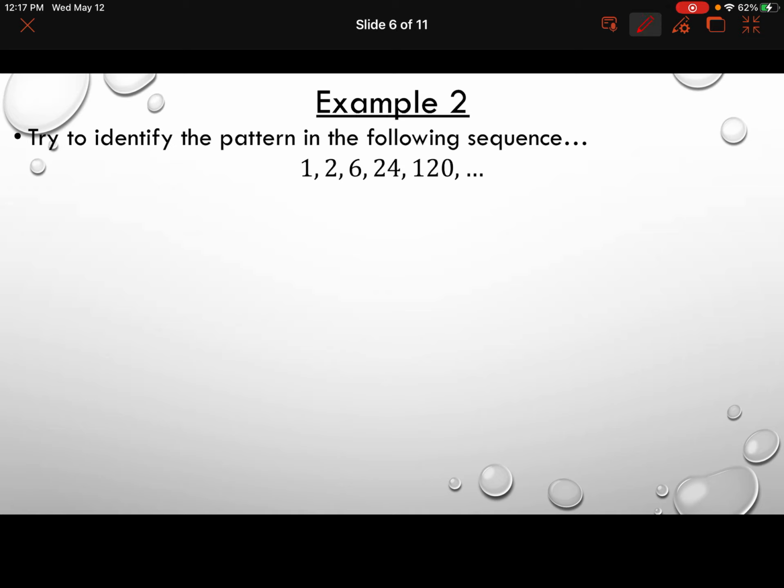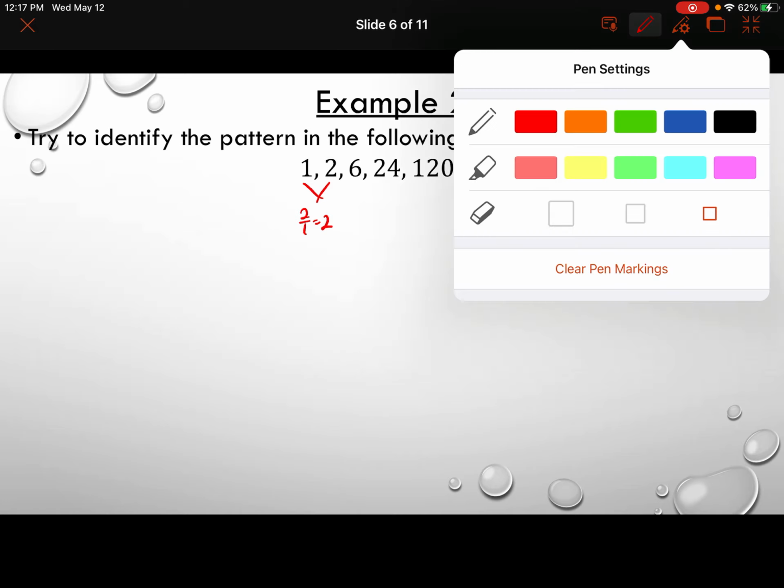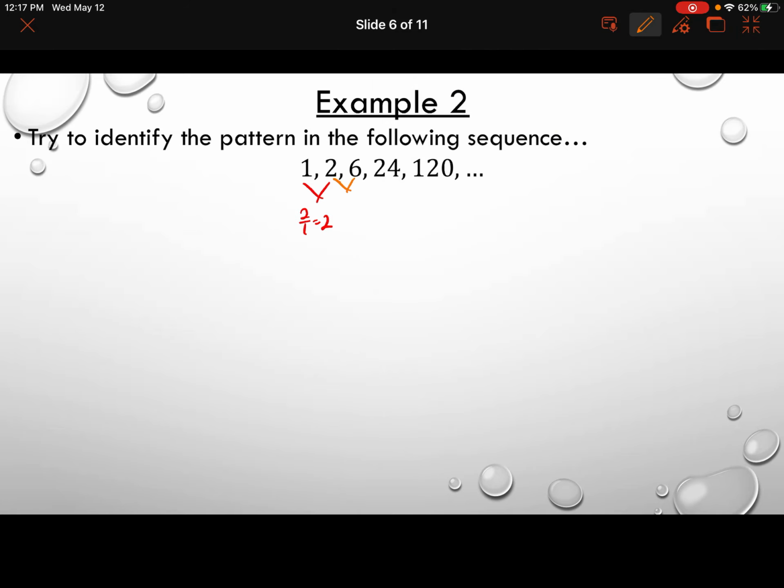Let's try dividing. That's something that we've not tried to do. Let's see what happens if we divide consecutive terms. So what happens if we do 2 divided by 1? Well, 2 divided by 1 is just 2. All right. What about the next one? 6 divided by 2 is 3. What about the next one? 24 divided by 6 is 4.